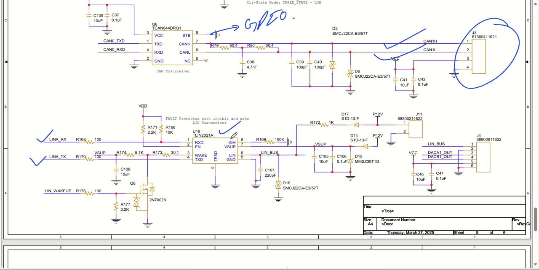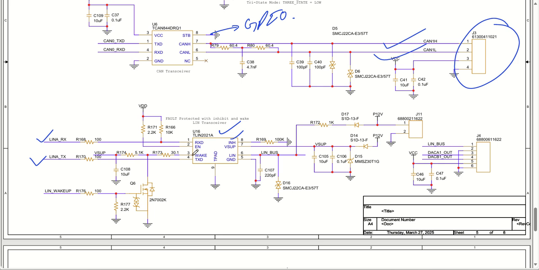We have not used the inhibit feature. So inhibit is grounded directly with a 100 kilo ohm resistor. And we have an enable pin as well in this particular LIN transceiver. So this enable pin is permanently enabled. If you want, you can drive it through a microcontroller GPIO also to enable or disable this LIN transceiver. Okay. So if you want to disable this, you have to pull it low. You want to enable this, you have to pull it high.